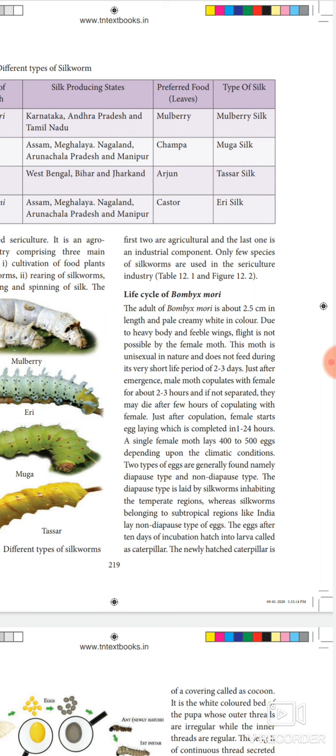So here its length is about 2.5 centimeter. Its color is pale creamy white. Due to the very heavy body and feeble wings, it cannot fly.